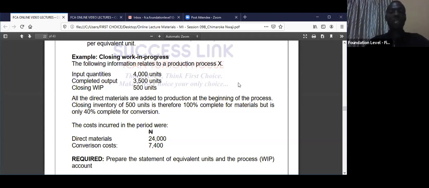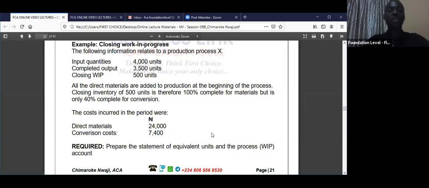So the labor and other overheads will be determined by where the stage of the product is. So we are told here that it's only 40% complete for conversion. Then we are told the costs incurred in the period. Look at the direct material. The direct material is 24,000. The direct labor, or conversion, is 7,400. And we are told to prepare the equivalent units and the work in process account.